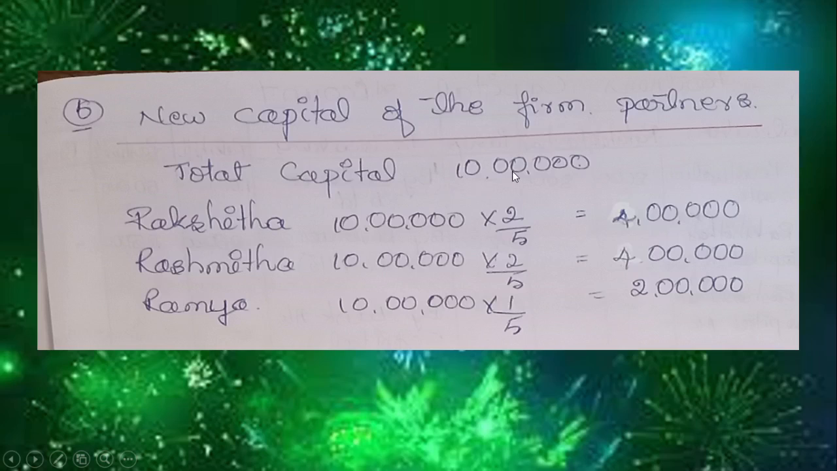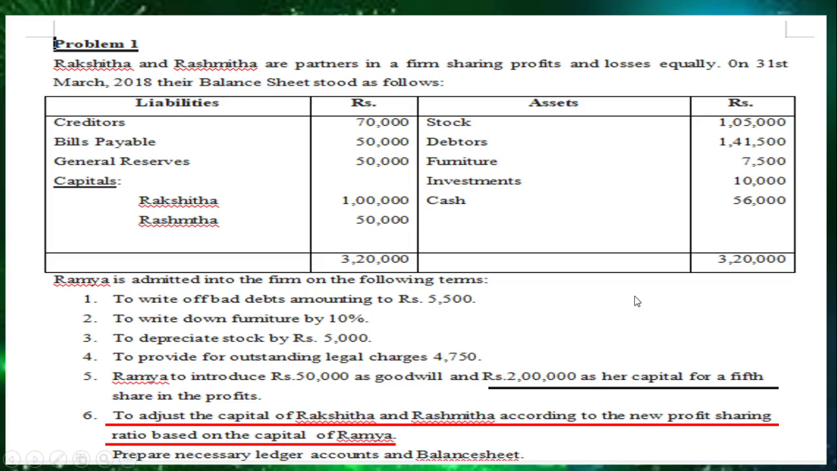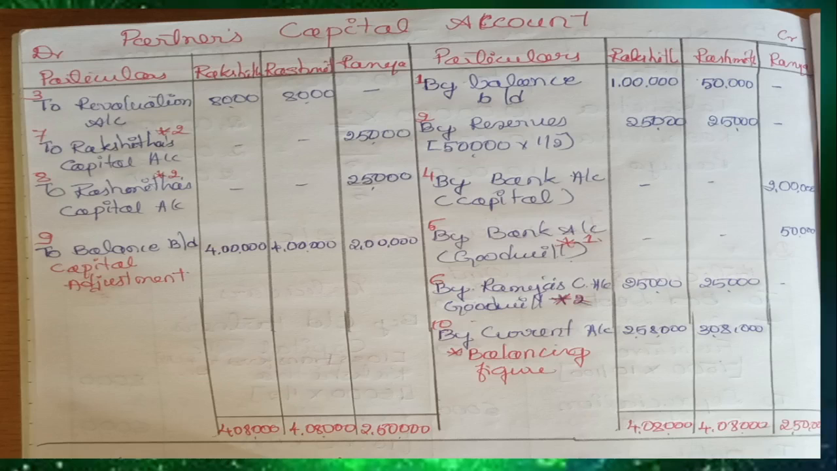After finding the total capital of the firm, we need to find out the capital of the old partners. To find this, the formula is total capital of the firm into new partner share. So it is 4 lakh, 4 lakh and 2 lakh. Once we have finished the new partners' capital, we have to adjust this with the partners' capital account. We need to put these capital balances as balance brought down, capital adjustment, 4 lakh, 4 lakh and 2 lakh. After putting this, we can find out the balance in the partners' capital account.